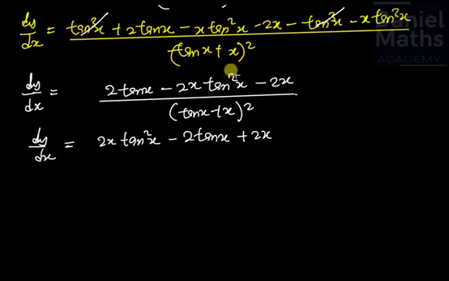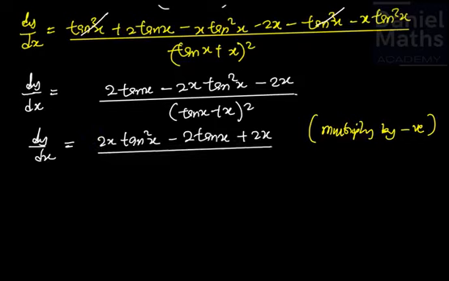Okay, so what I did here was to multiply throughout by negative. That's what I did here, and all of this that I've done is still being divided by tan x plus x all square.